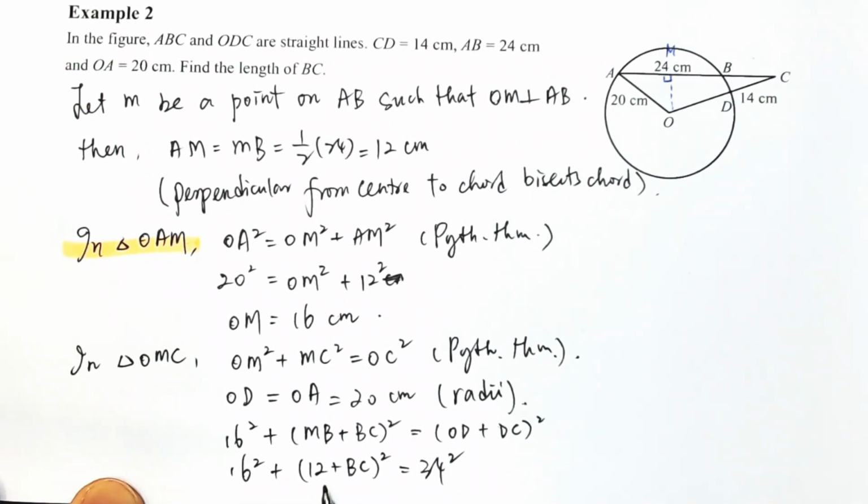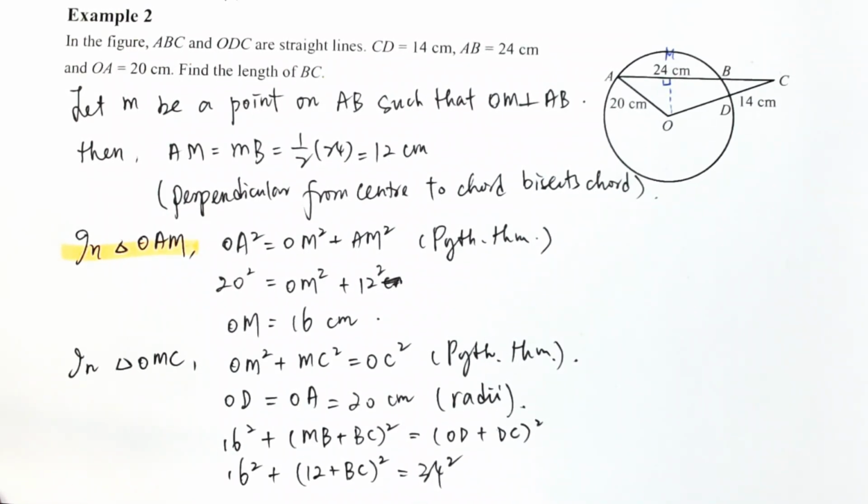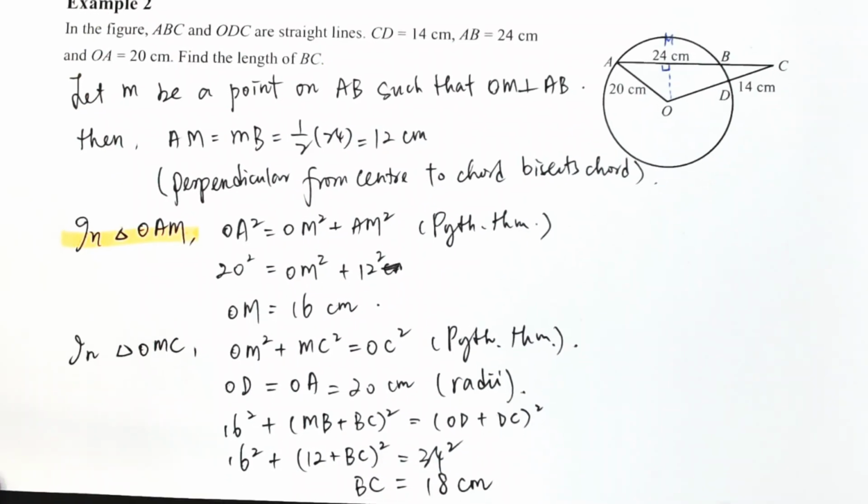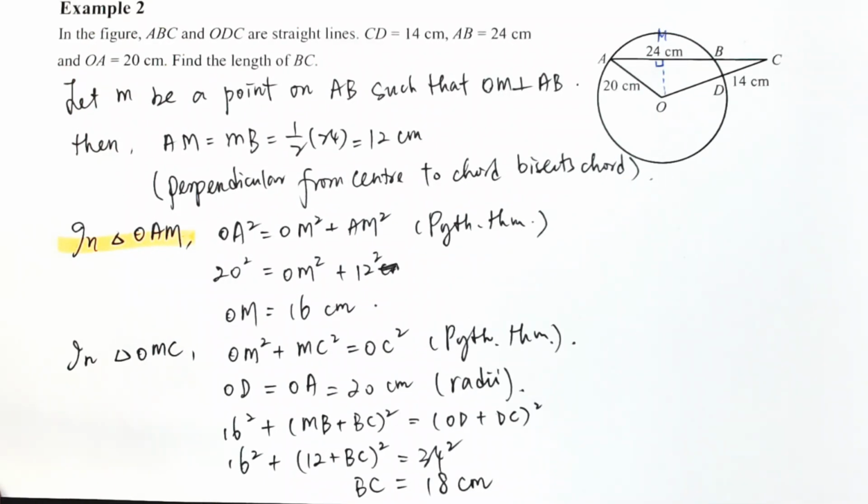Although you will form a quadratic here, as long as you're finding the length, you know the negative number doesn't make sense at all, and so you can directly find the result of BC. To get it, you have 34 square minus 16 square, and then you take the square root, positive square root of course, and then minus 12, so you get BC is actually 18 cm. Okay, so this is example 2.